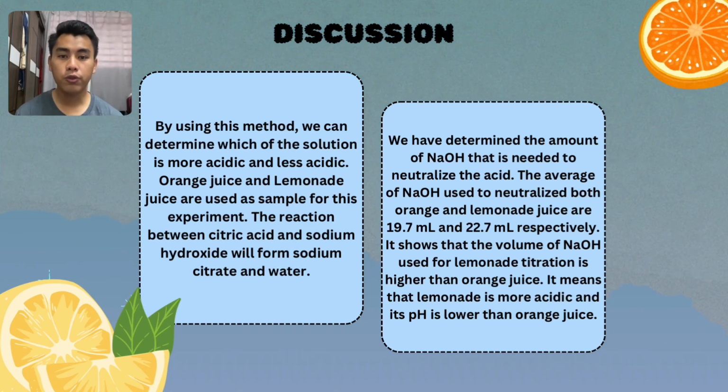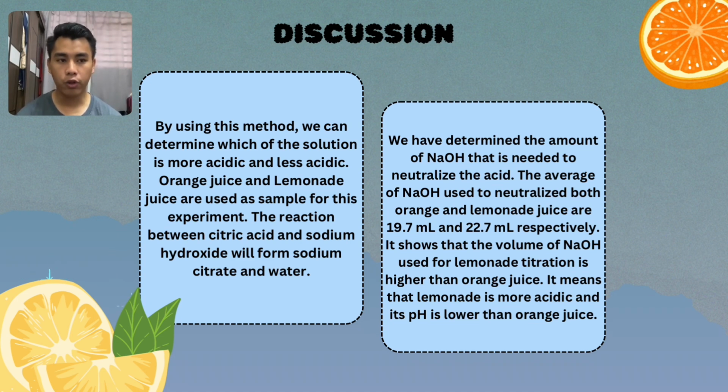Alright, let's move to the discussion. By using this method, we can determine which of the solutions is more acidic and less acidic. Orange juice and lemonade juice are used as samples in this experiment. The reaction between citric acid and sodium hydroxide will form sodium citrate and water. We have determined the amount of sodium hydroxide that is needed to neutralize the acid. The average volumes of sodium hydroxide used to neutralize orange and lemonade juice are 19.7 ml and 22.7 ml respectively.